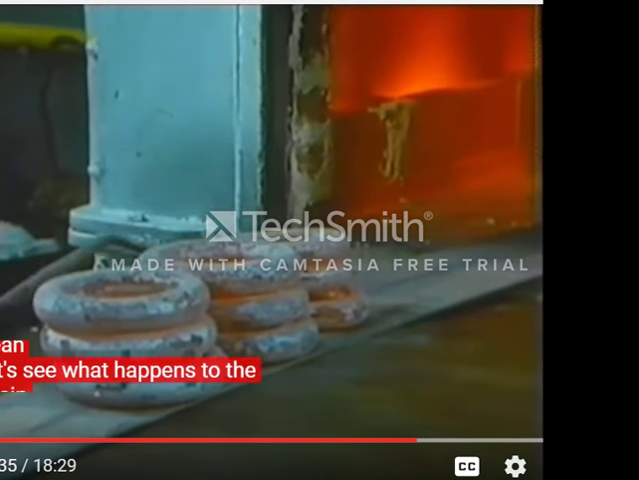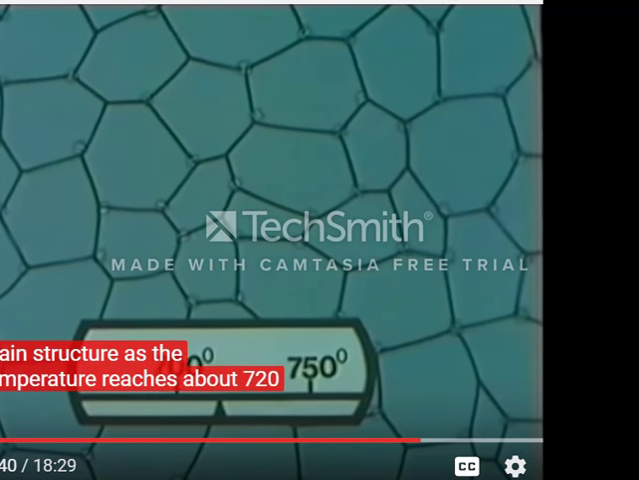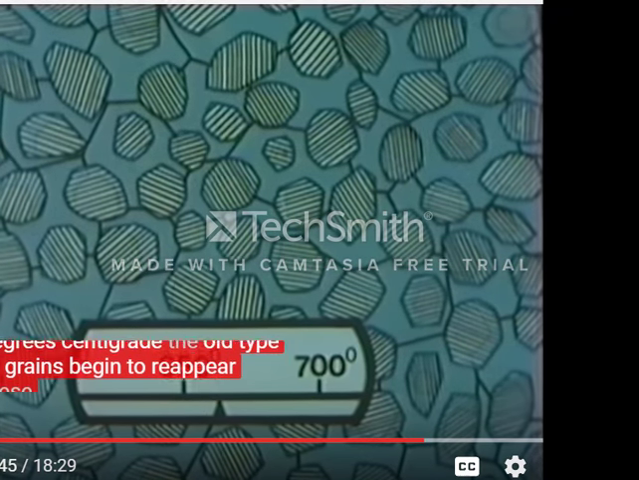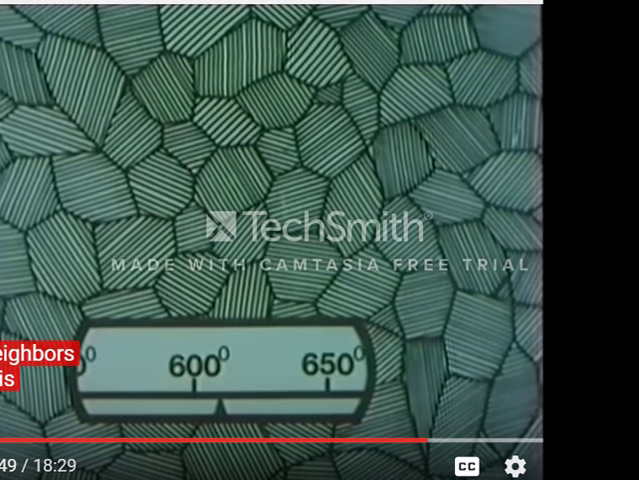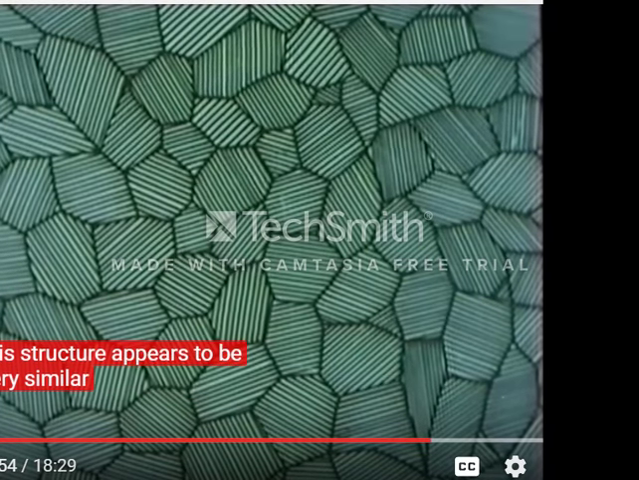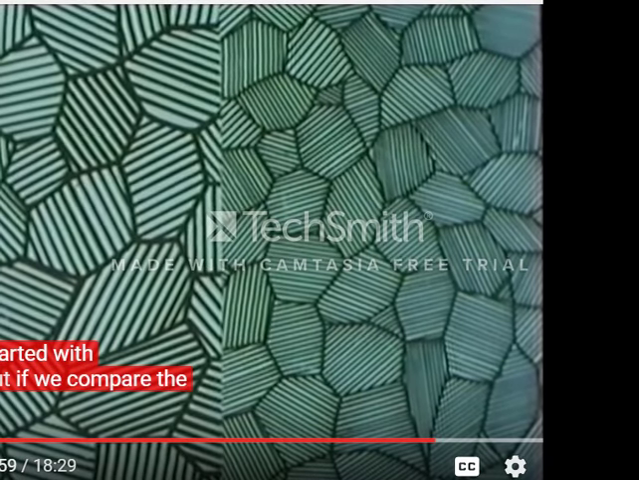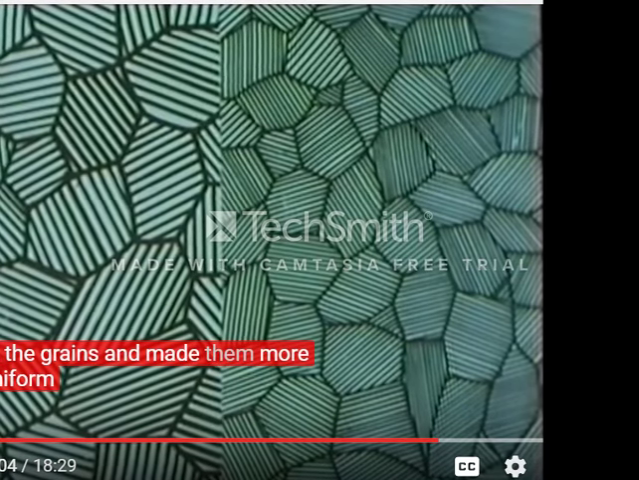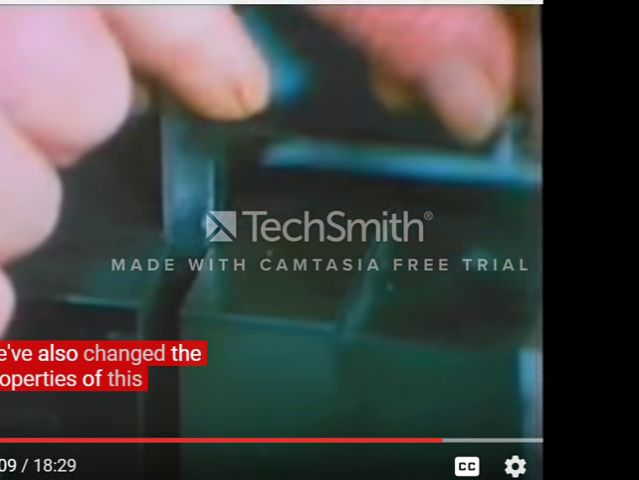Let's see what happens to the grain structure. As the temperature reaches about 720 degrees centigrade, the old type of grains begin to reappear. These grow until they meet their neighbors. This structure appears to be very similar to the one we started with. But if we compare the two, we find we've reduced the size of the grains and made them more uniform. We've also changed the properties of the steel.